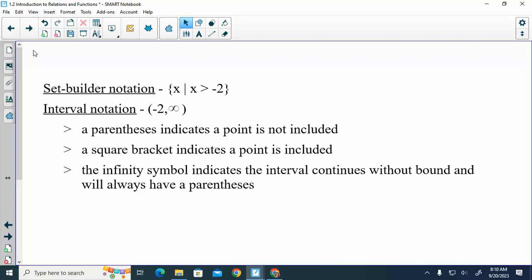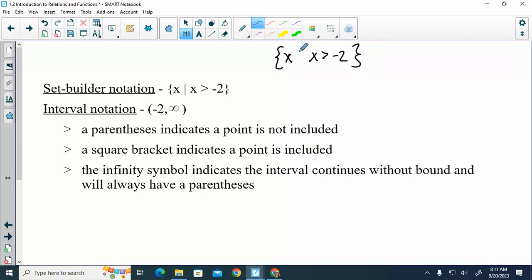Set builder notation is what you guys are used to. You probably didn't even write the whole thing. You would probably just answer like x is greater than -2 last year when you did problems. The true formal notation has these squiggly brackets. That's a set. And it says the set of all x's such that x is greater than -2. I just want you to understand what that notation means. It looks kind of scary, but it's just saying any x where x is greater than -2 is the solution.